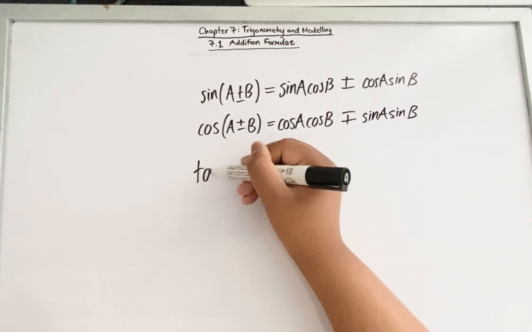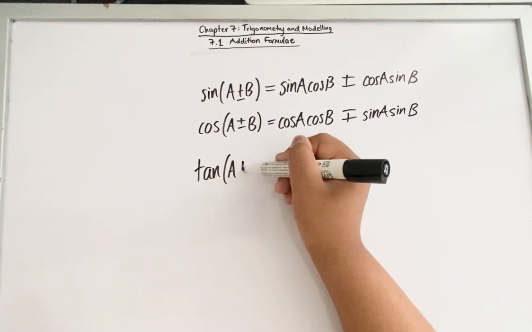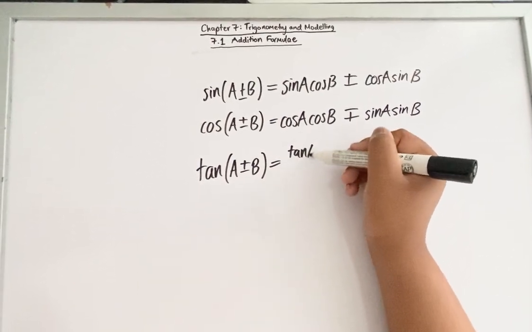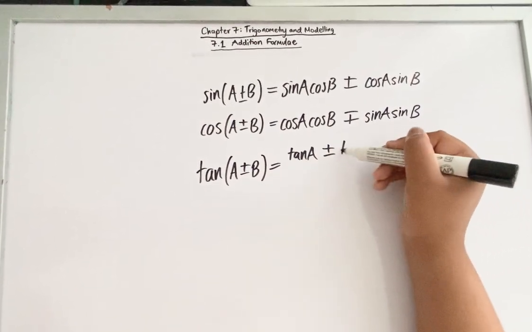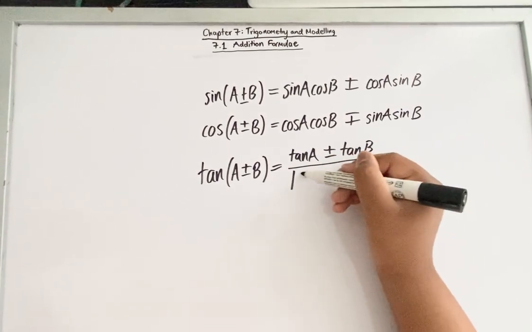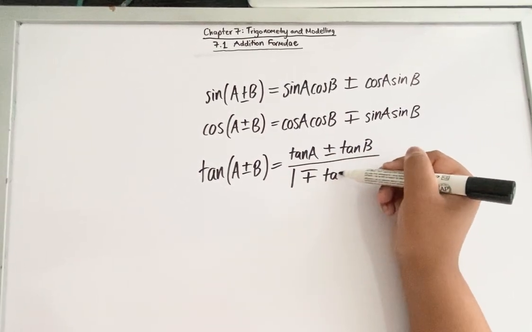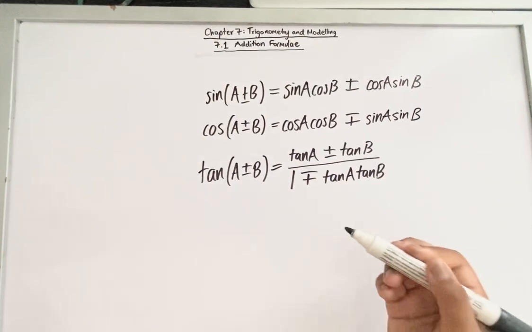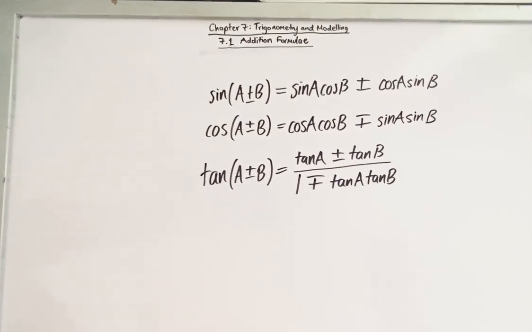And then lastly, tan of a plus minus b is equal to tan a plus minus tan b over 1 minus plus tan a multiplied by tan b. And you can prove these geometrically.